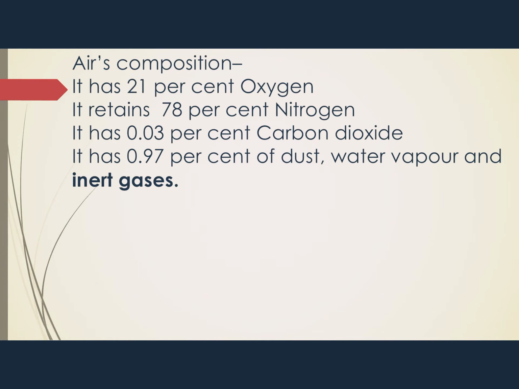Let us now talk about the composition of air. Until the 18th century, that is the early 1700s, it was believed that air is a single substance. Various experiments concluded that air is a mixture of gases and not a single substance. Air is a mixture of gases consisting of mainly nitrogen, about 78%, and oxygen, about 21%. These two gases make about 99% of the air.